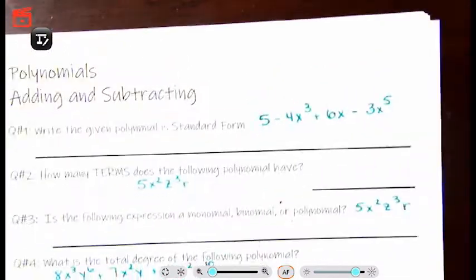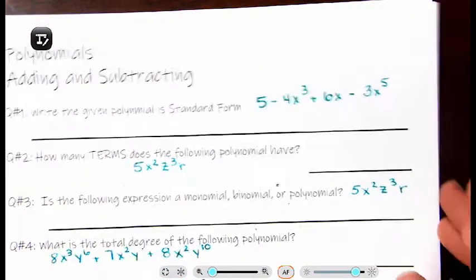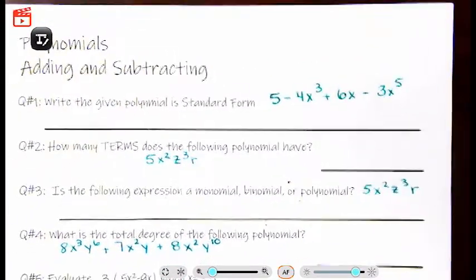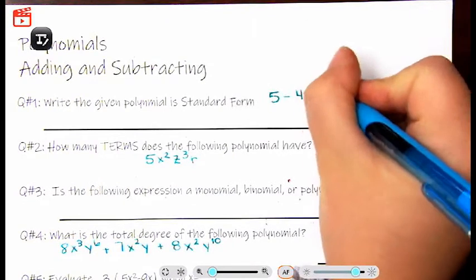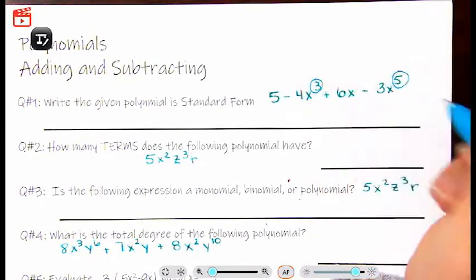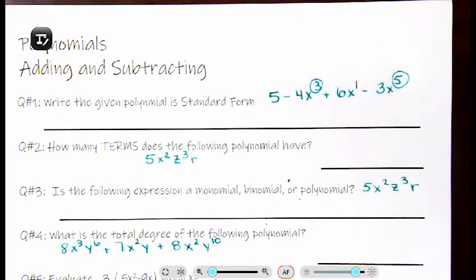All right, let's move on to module 4, adding and subtracting polynomials. Question number 1 is asking us to write the given polynomial in standard form. Now in standard form, it is in decreasing exponential power, meaning you're looking at all the exponents. If it doesn't have an exponent, that means the exponent is 1. We're just mathematicians, and mathematicians are lazy, so we typically don't write that.